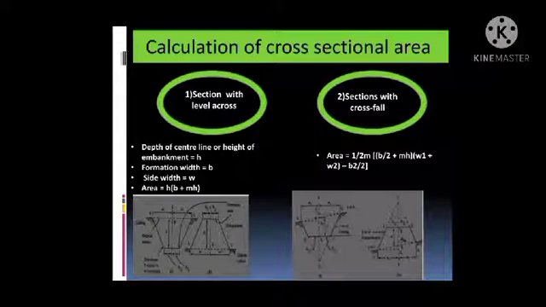Calculation of cross-sectional area. First, section with level across. Depth of center line or height of embankment is equal to h. Formation width is equal to b. Side width is equal to w. Area is equal to h (b plus m h). Section with cross fall. Area is equal to 1 upon 2 m ((b upon 2 plus m h)(w1 plus w2) minus b squared upon 2).